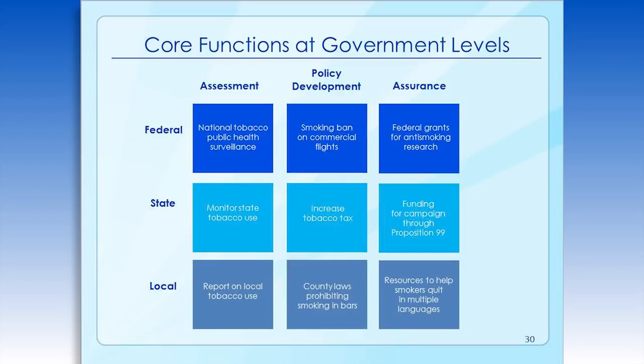At the local level are resources that a county or a local health department might develop to help people quit smoking. And they might put those resources in different languages that are representative of the populations of people who live in those communities. So again, very different levels, but each level has to have a role for all of these functions and services to work together and be successful.